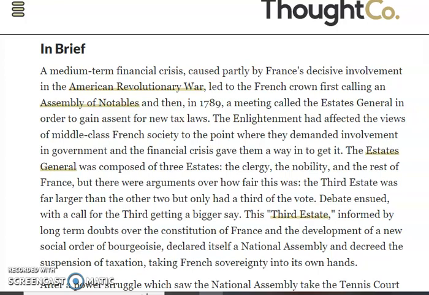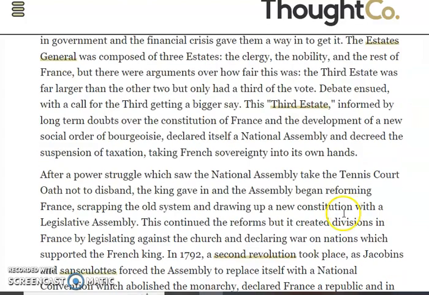This Third Estate, informed by longer-term doubts over the Constitution of France and the development of a new social order of bourgeoisie, declared itself a National Assembly and decreed the suspension of taxation, no more taxes, taking French sovereignty in its own hands. No more royal power, no more power to the royals.